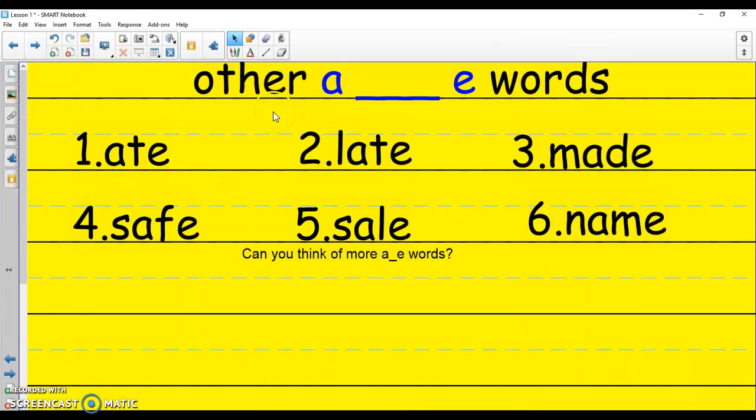So let's read these words. These are some A consonant E words. So A with a consonant and then a magic E at the end. Read the words. Ate, late, made, safe, sail, name. Can you think of any A consonant E words other than the ones that you just read?